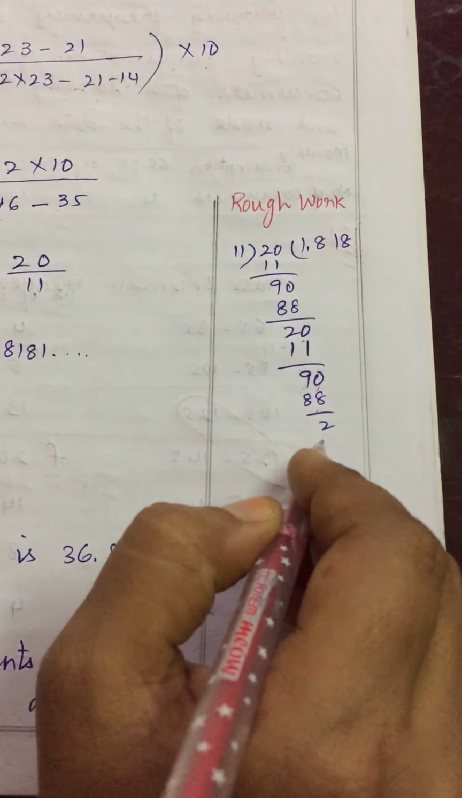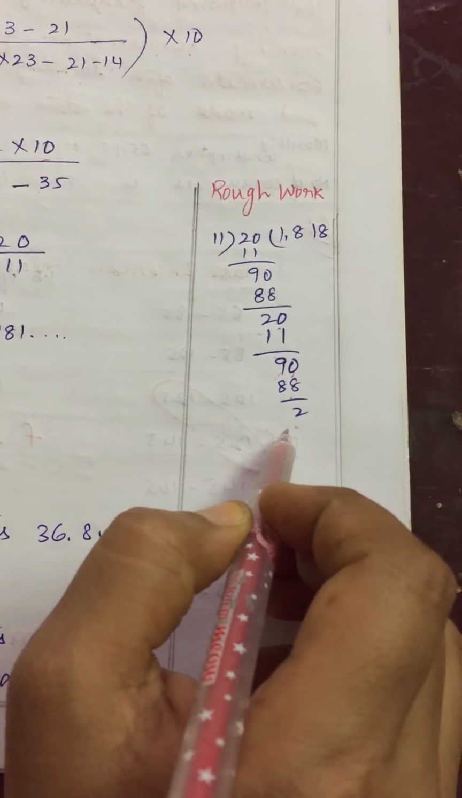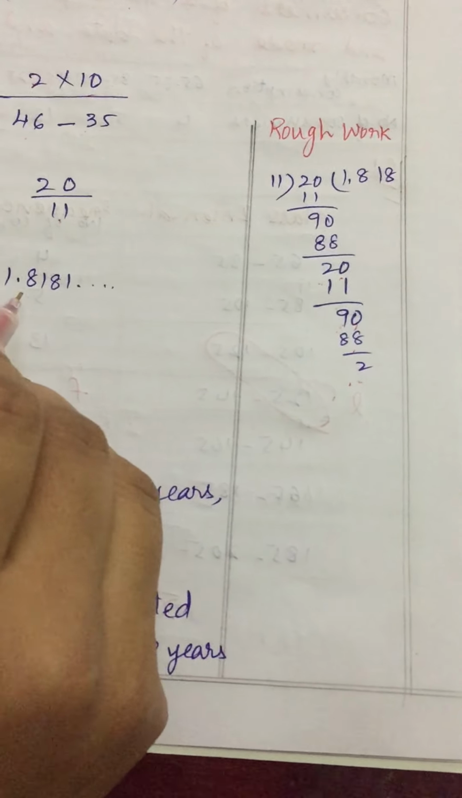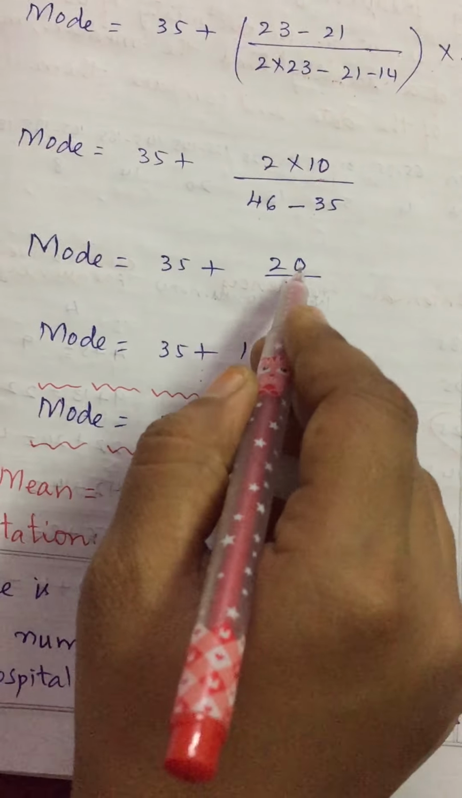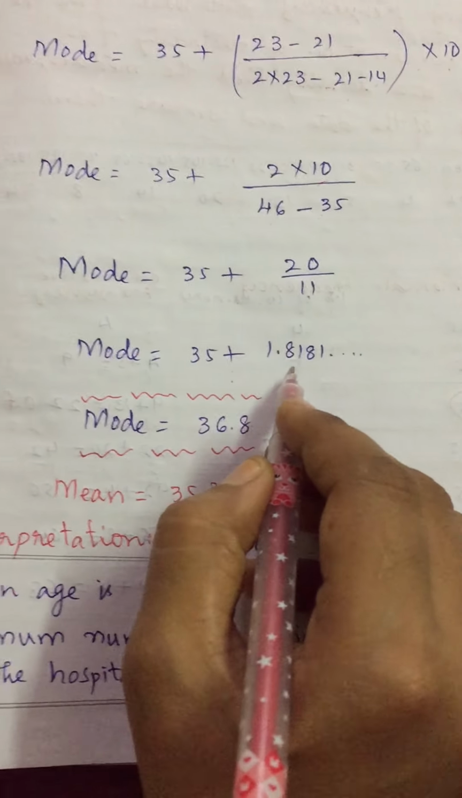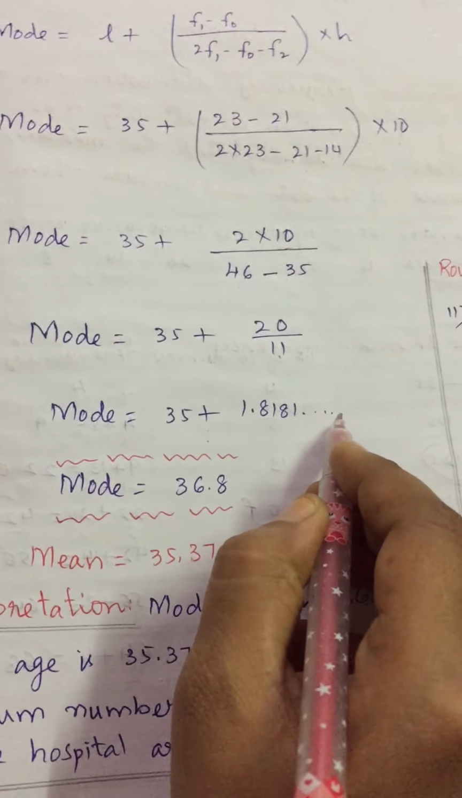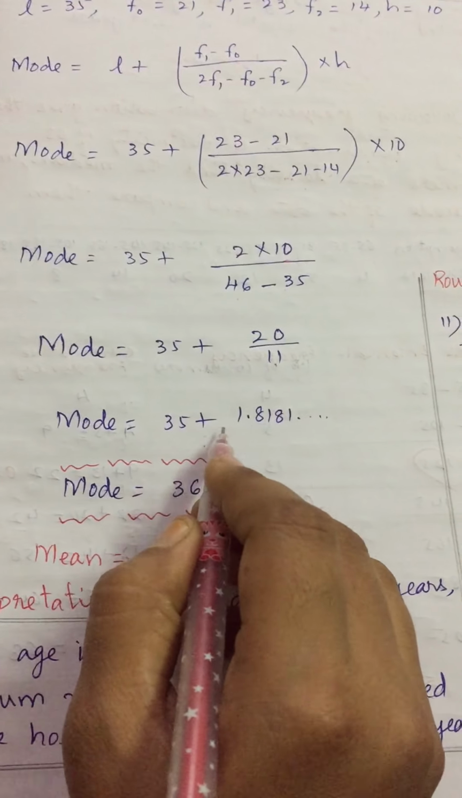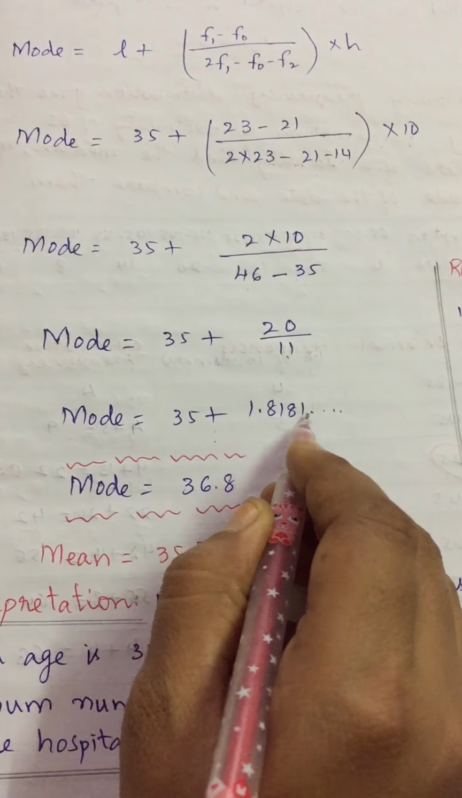11 8s are 88, remainder is 2. Again and again we are getting the same, children. So the answer is 1.8181... 20 by 11, the answer is 1.8181, and so on. Clear? So mode equals 35 plus 1.8181, and so on.